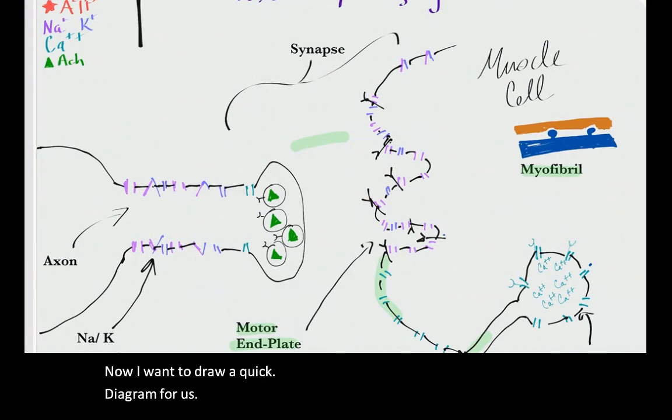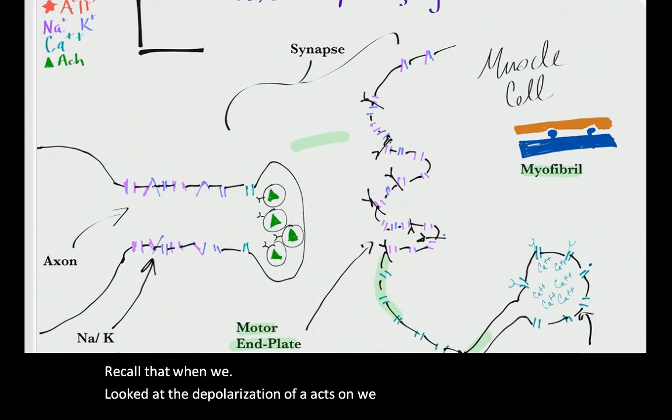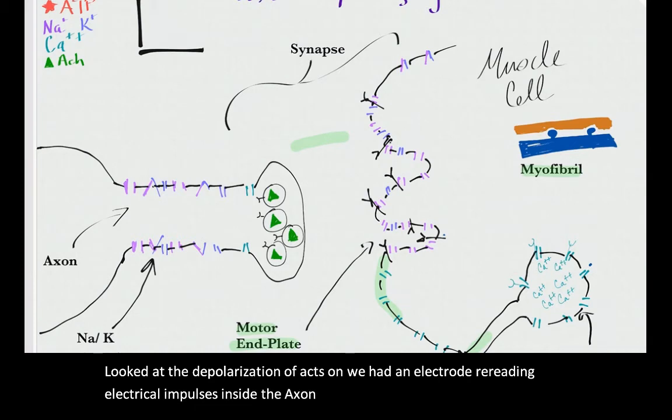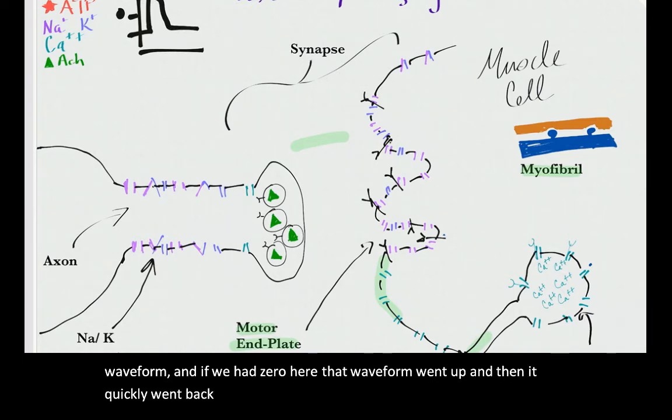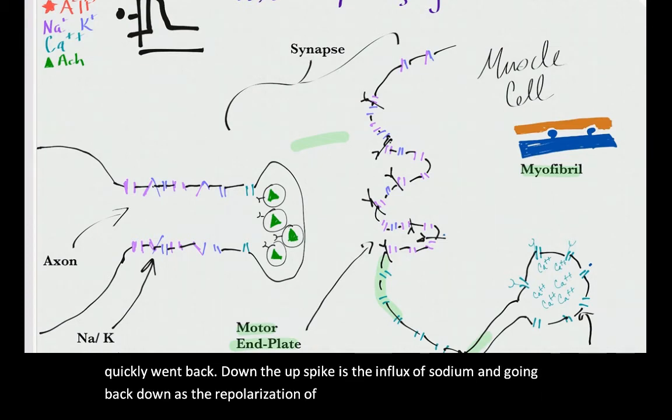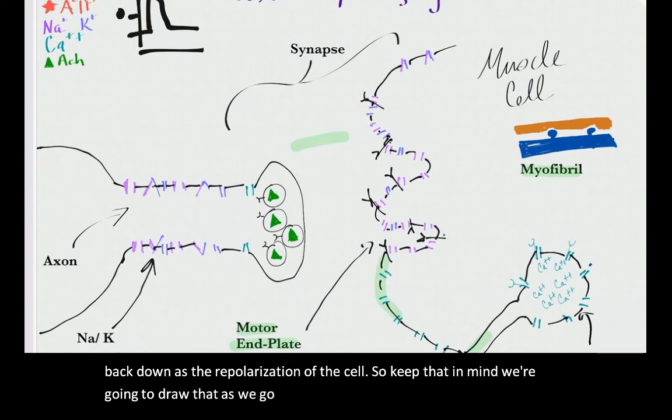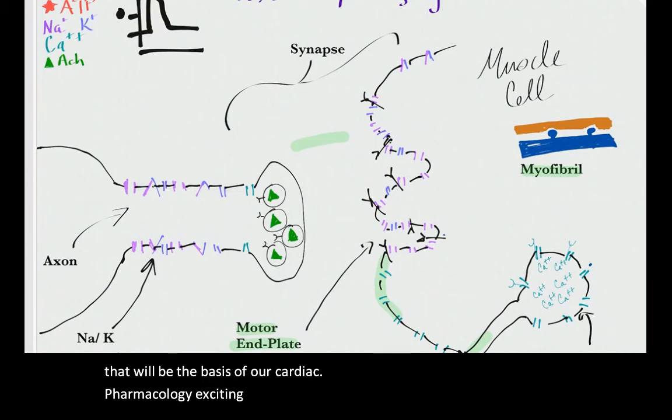Recall that when we looked at the depolarization of an axon and we had an electrode reading electrical impulses inside the axon, we ended up with a particular waveform. If we had 0 here, that waveform went up and then quickly went back down. The up spike is the influx of sodium, and going back down is the repolarization of the cell. So keep that in mind. We're going to draw that as we go to the muscle cell and change it slightly, and that will be the basis of our cardiac pharmacology. Exciting, right? So let's get started.